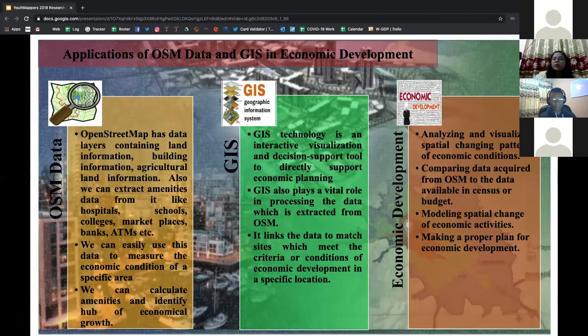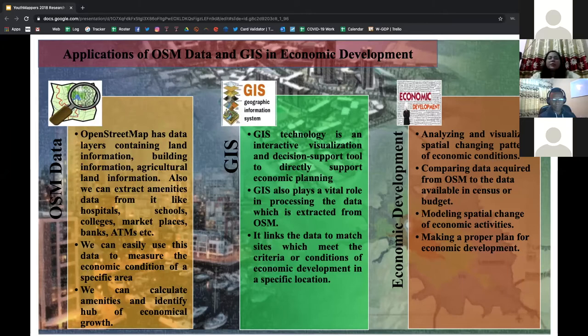What we have in OpenStreetMap data is land information, or what kind of use the land has, and we can also see amenities data, like hospitals, schools, colleges, marketplaces or banks. That would be the services for people, right? So we can use this data to measure the economic condition of a specific area. If we focus on a commercial area, we'll find more services available for the people. Then we can calculate the amenities and identify the hubs of economic growth.